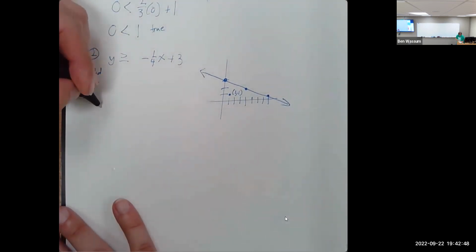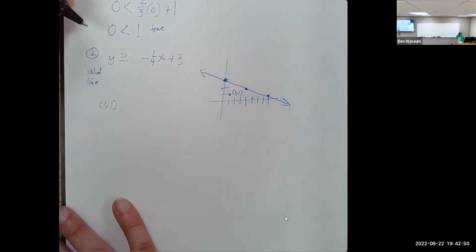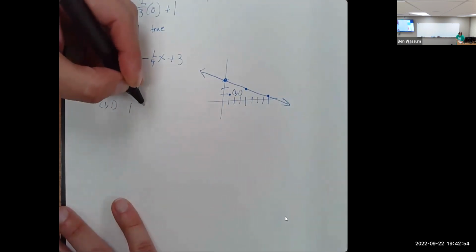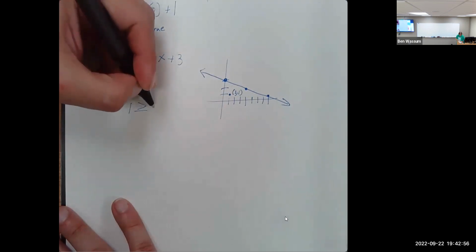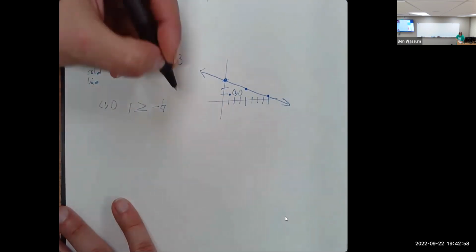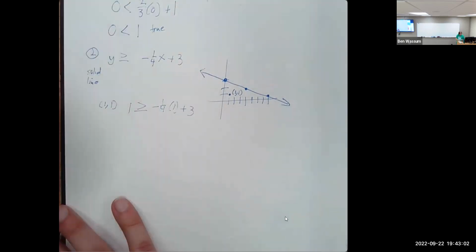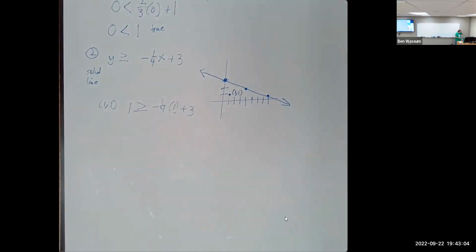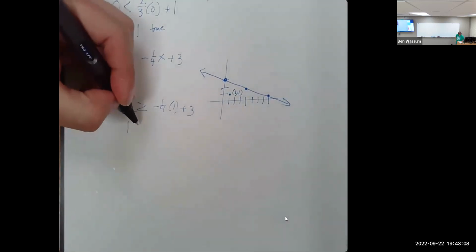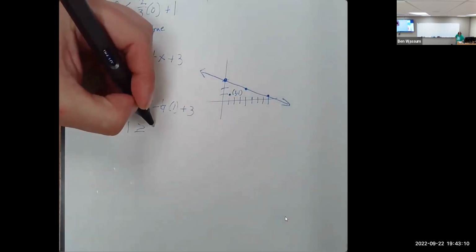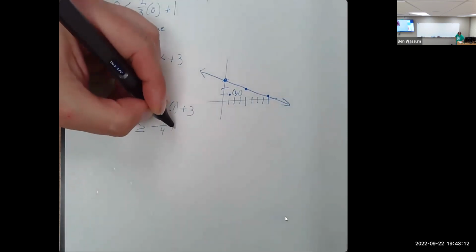So sometimes I will even label that that's where my point is. I'll have 1 is greater than or equal to negative 1/4 times 1 plus 3. So I have 1 being greater than or equal to negative 1/4 plus 3.